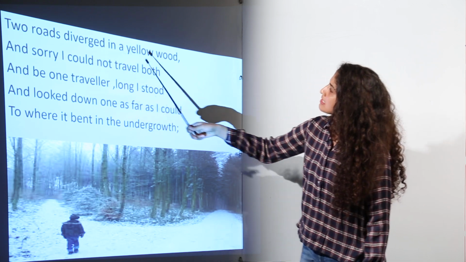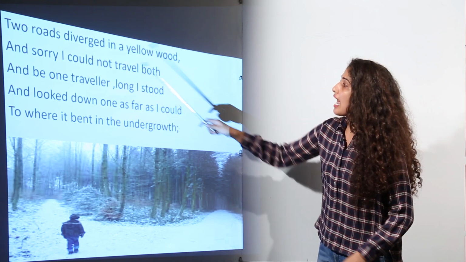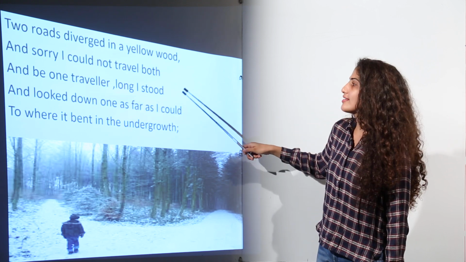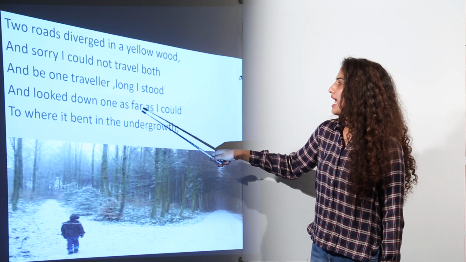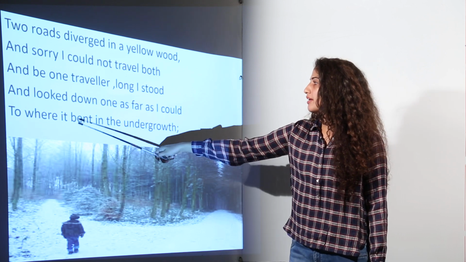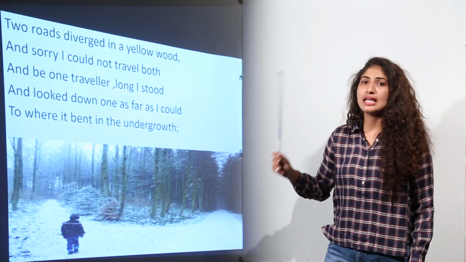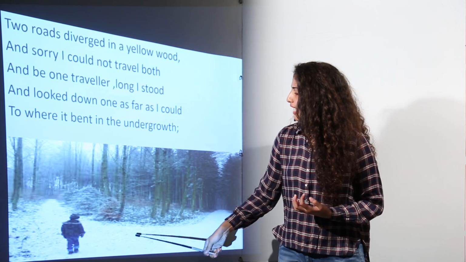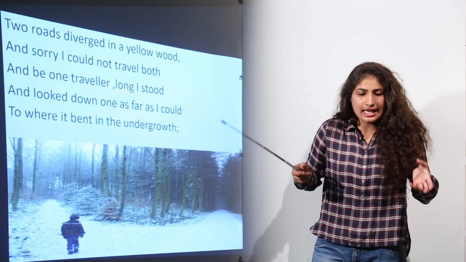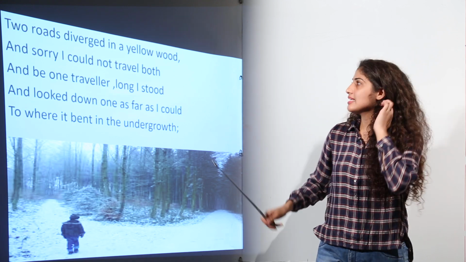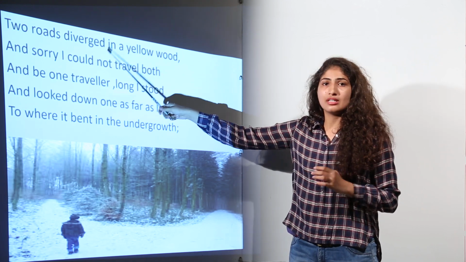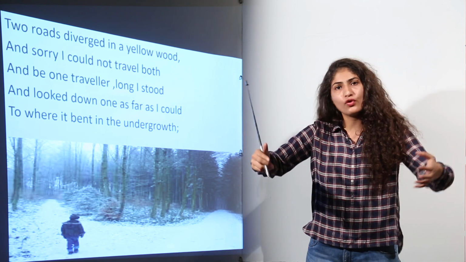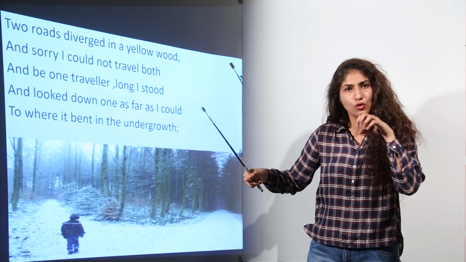Two roads diverge in a yellow wood, and sorry I could not travel both, and be one traveller, long I stood, and looked down one as far as I could, to where it bent in the undergrowth. This stanza says that the poet is standing somewhere at the fork where he can see 2 roads, and he sees that 2 roads are diverging. They are going in a yellow wood. That means they are going towards the forest, and he is standing at that particular junction.